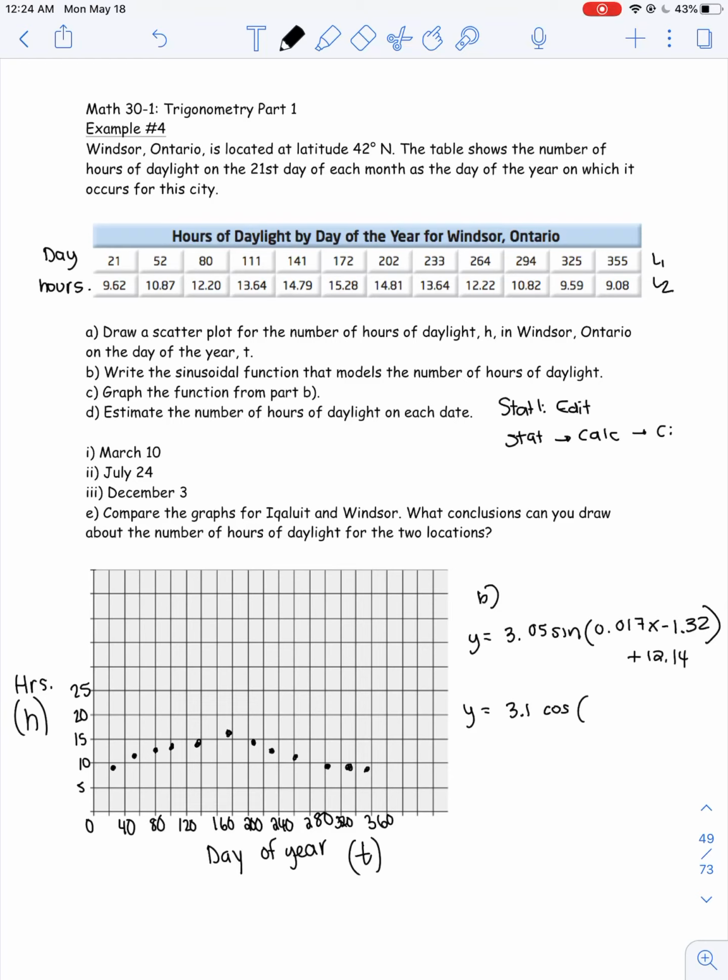Then your B value is 2 pi, in this case, divided by 365. If I go 2 pi divided by 365, that is your accurate value for getting your B value. And I'll use letter T just to be more accurate with what they have in the equation.